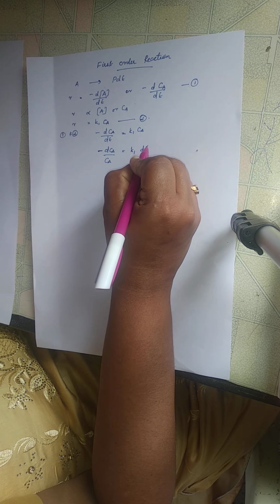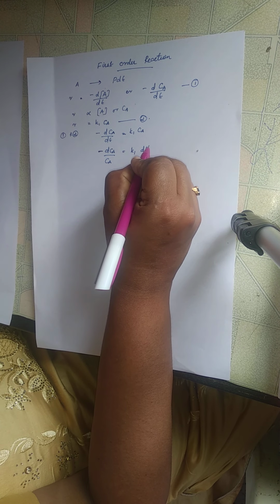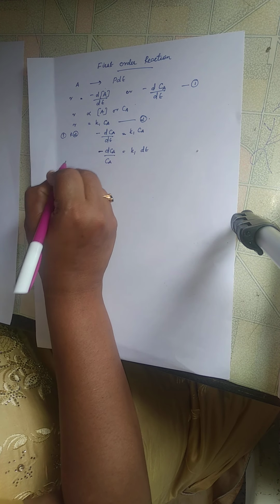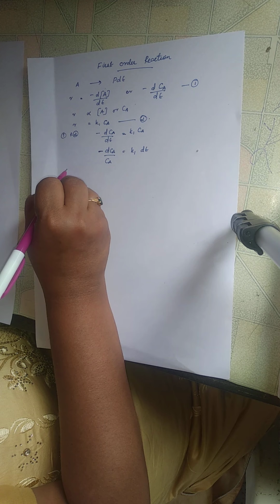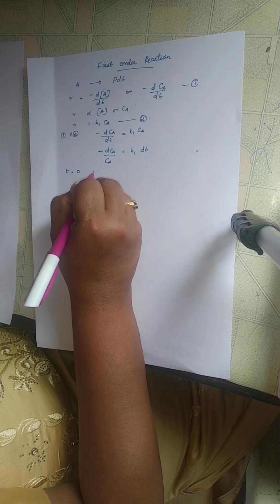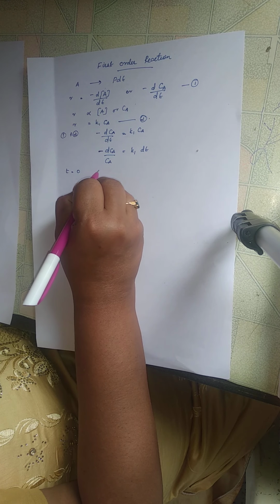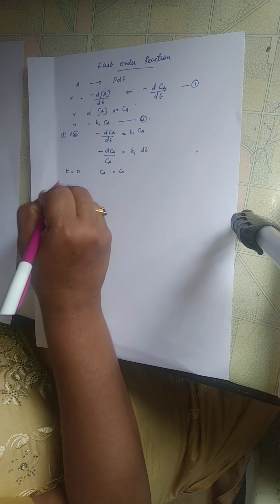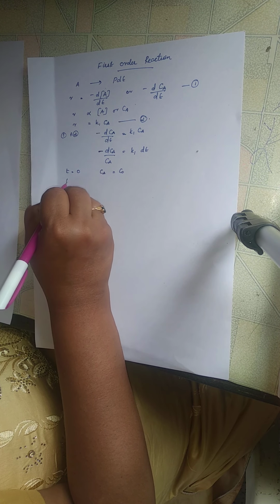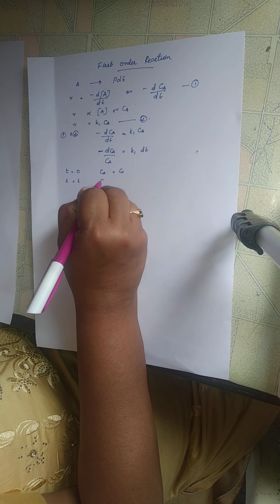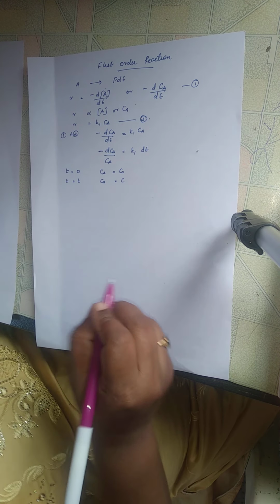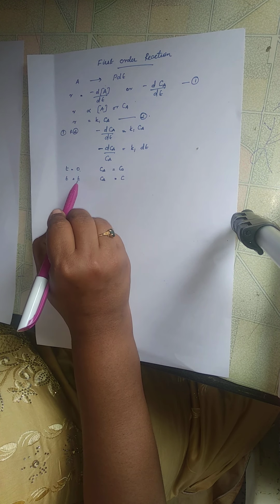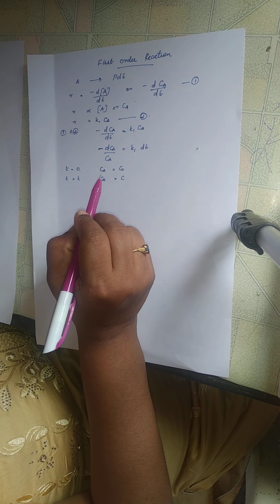Before performing the integration, you have to fix the limits of integration. Let the initial concentration of A, that means at t equal to 0, be taken as C0, and at any time t, the concentration be taken as C. These are the limits of integration. This is the lower limit and this is the upper limit. Okay, then perform the integration.